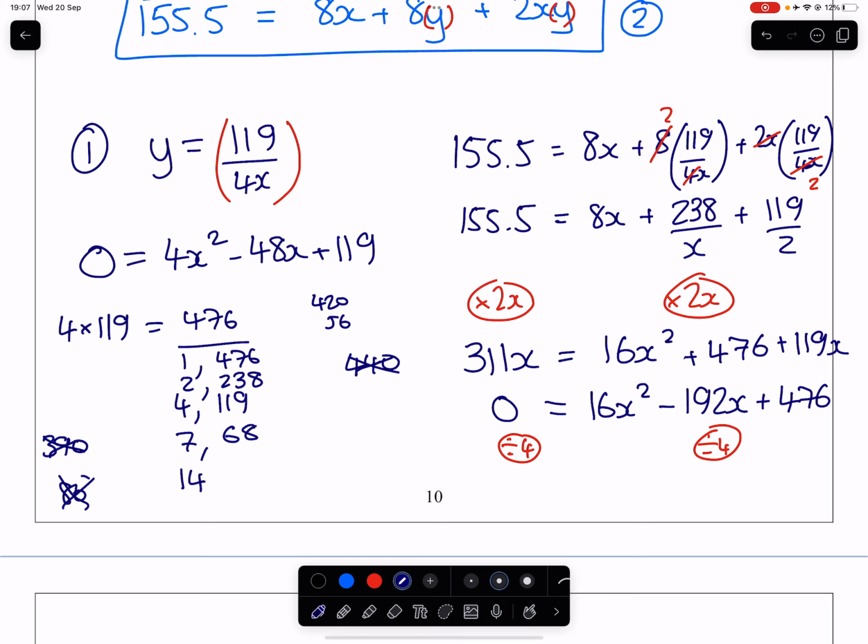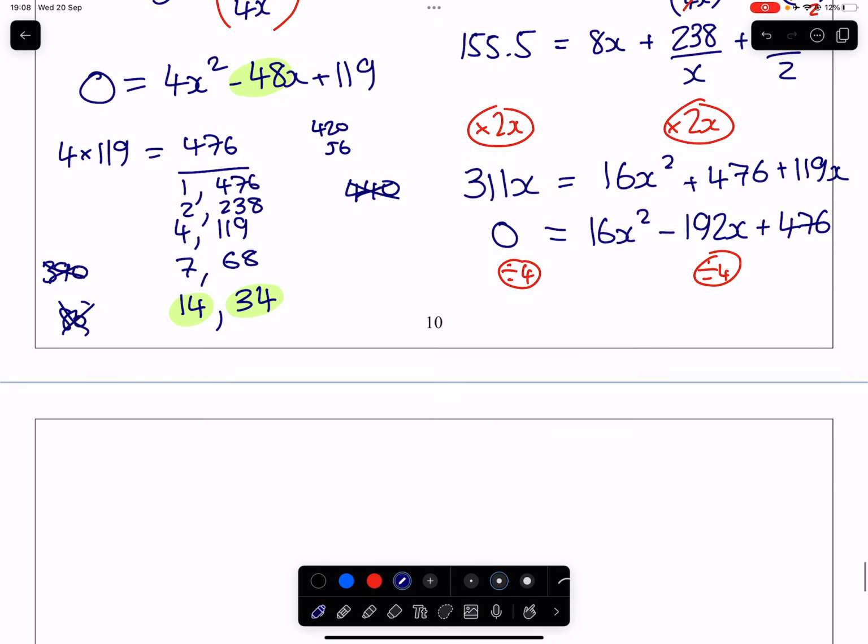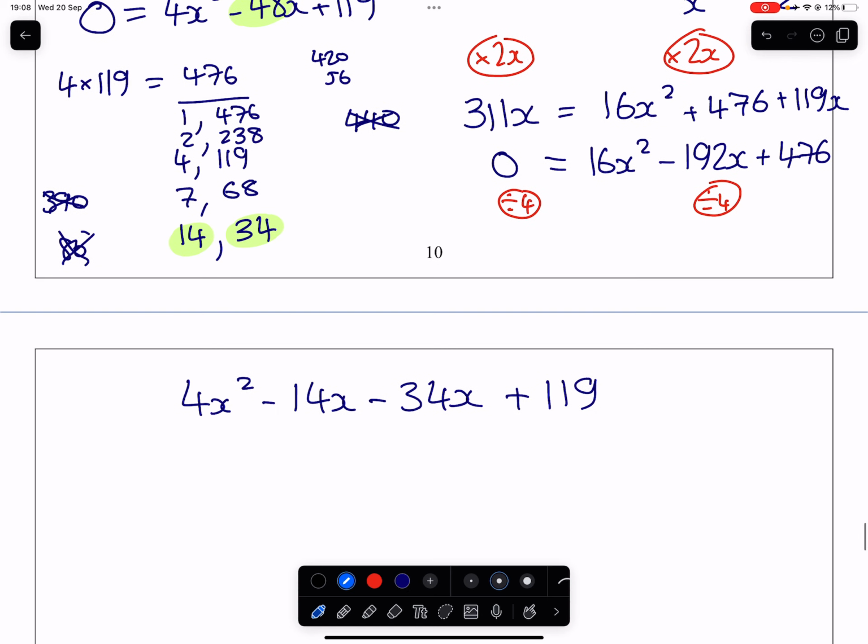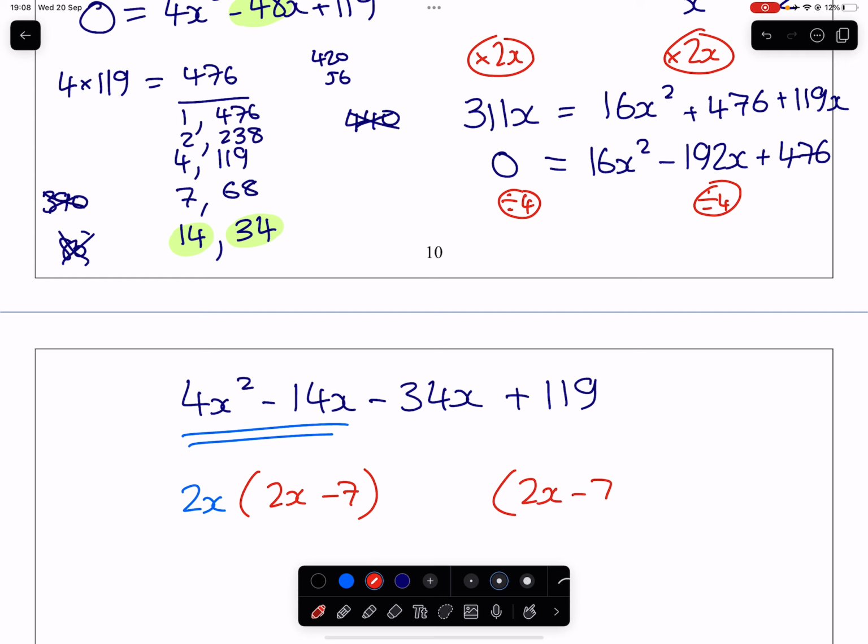And then we have 14 will work because of the 2 and the 7. So 7 doubled makes 14, which means 68 halved makes 34. Bingo. We have 14 and 34, both of which, if they're negative, will give us minus 48. So 4x squared, take away 14x, take away 34x plus 119. Highest common factor out of these two is 2x, leaving us with 2x minus 7, meaning 2x minus 7 must be what's inside the brackets after we get the highest common factor out of that.